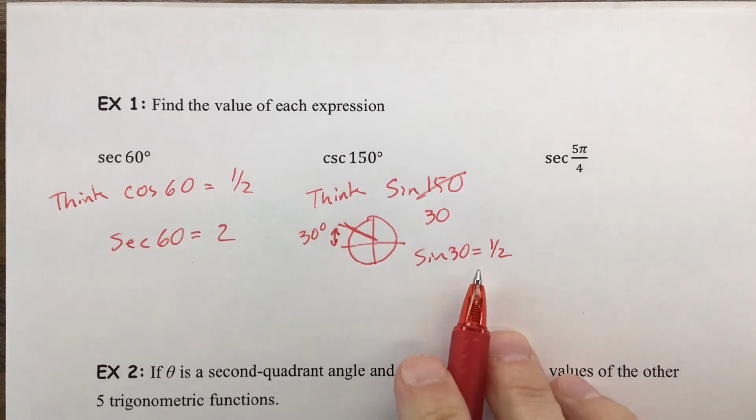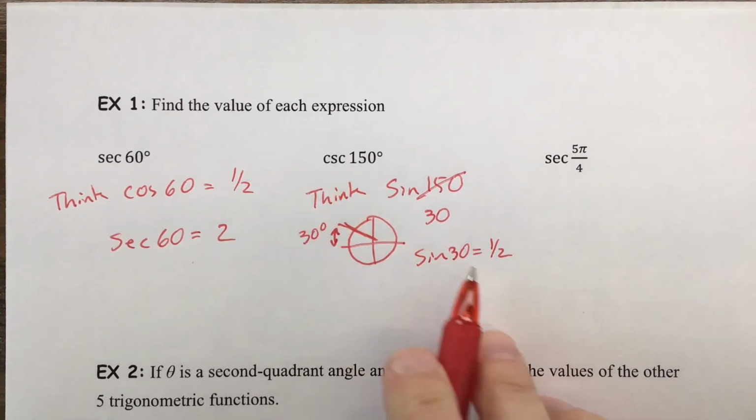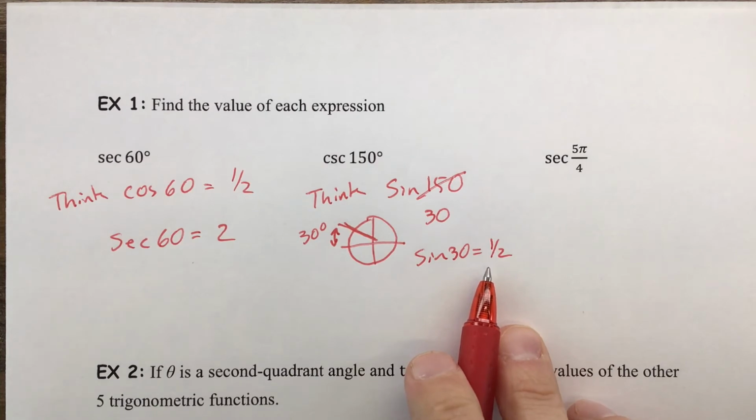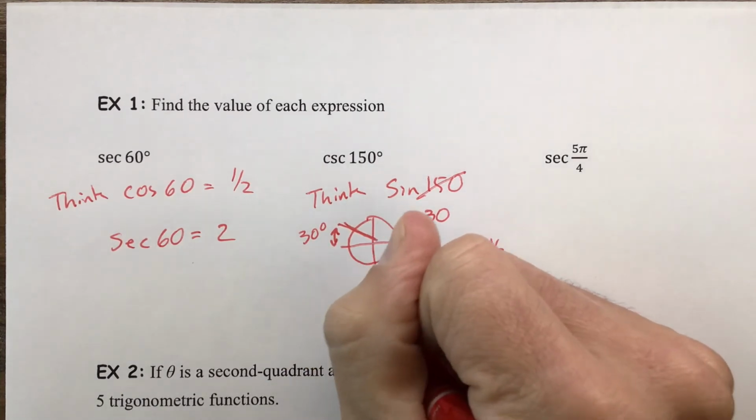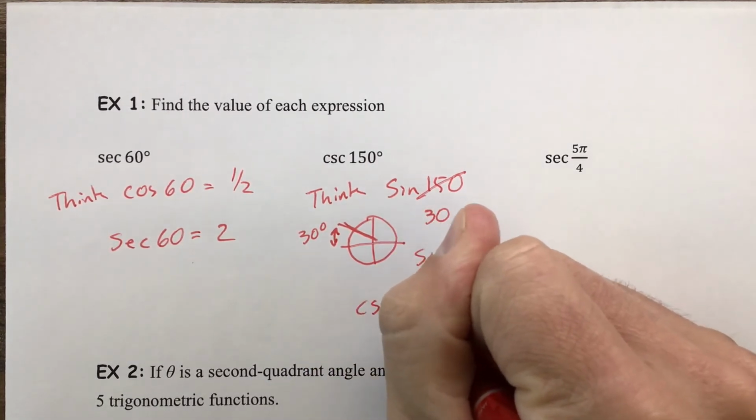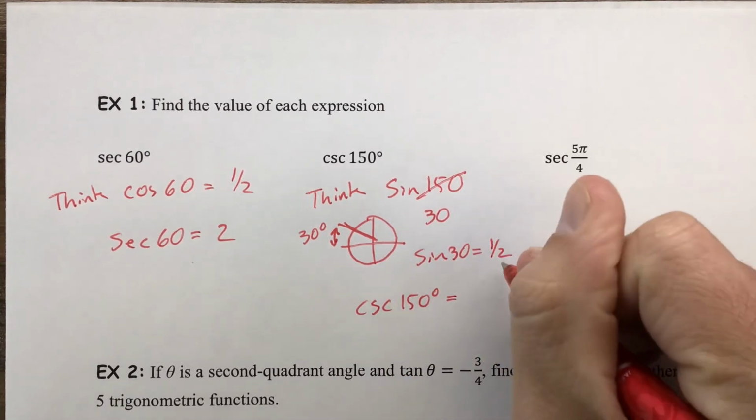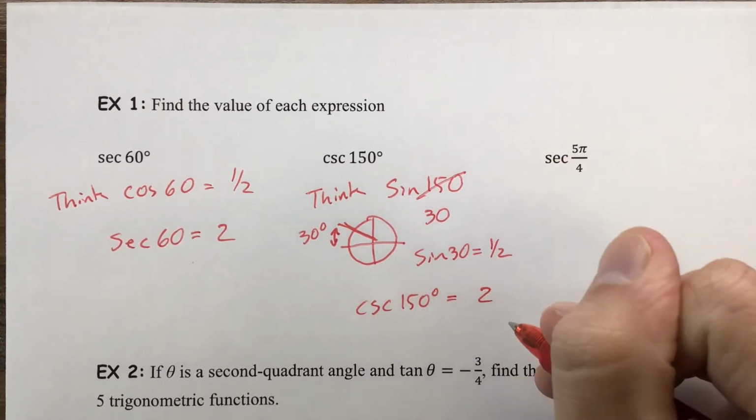Okay, so I don't want that answer though. I want a cosecant. So this answer is going to have to flip. We're going to have to flip that answer over. The cosecant of 150 degrees is going to be the 1/2 flipped over, which is 2.